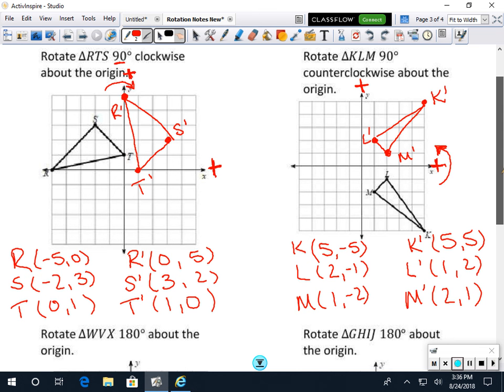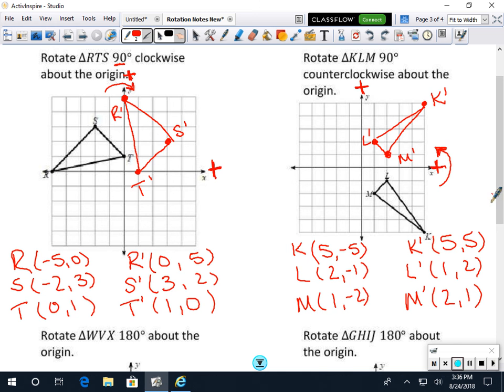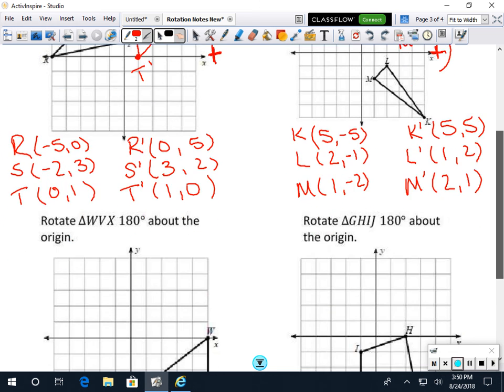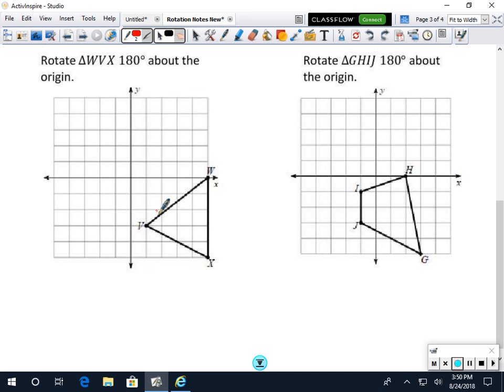And there is my new graph. Okay, so let's rotate this figure, WBX, 180 degrees about the origin. Again, if we go 180 degrees, it doesn't matter if I go clockwise or counterclockwise. 180 degrees means I'm going to move it 2 times and I'm going to end up in the same place. So from here, if I go 1, 2, that's going to put me right here in the second quadrant.